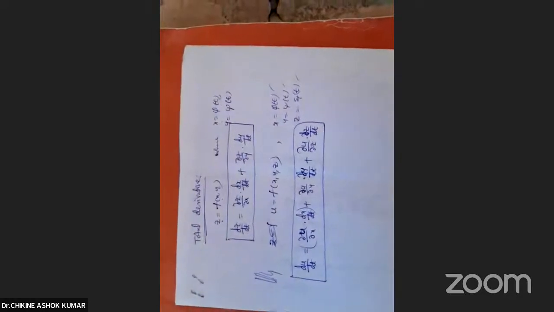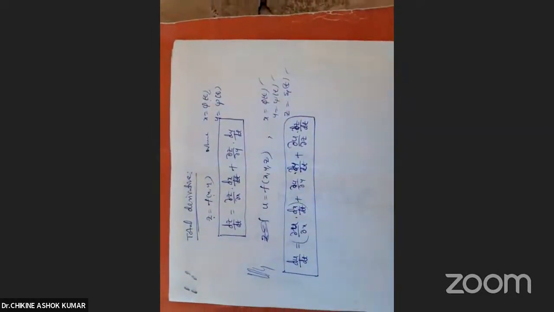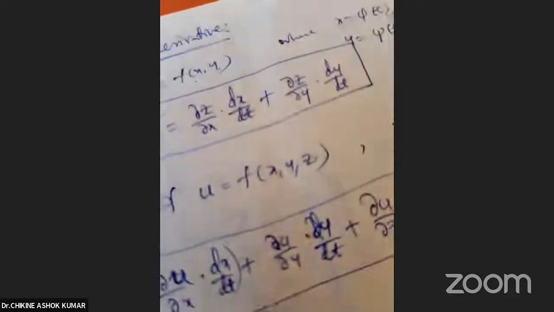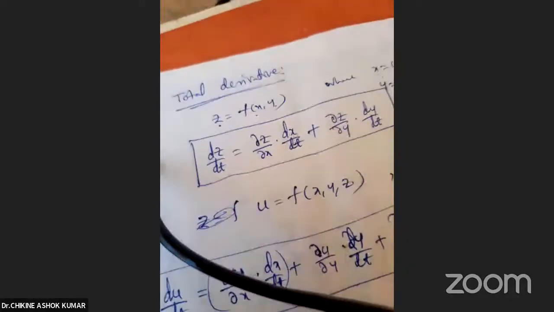Is it clear? Now, based on this, I will explain one or two problems, then I will move to the next topic. Total derivative. Is it clear? With the help of this, I will start the problems.